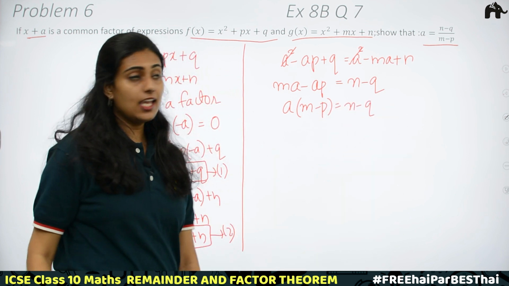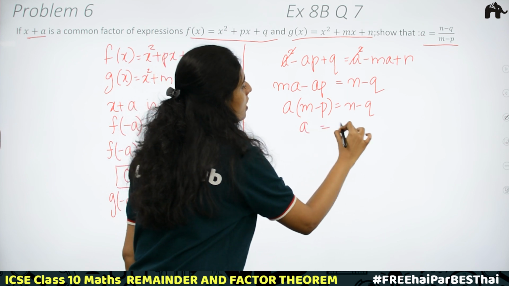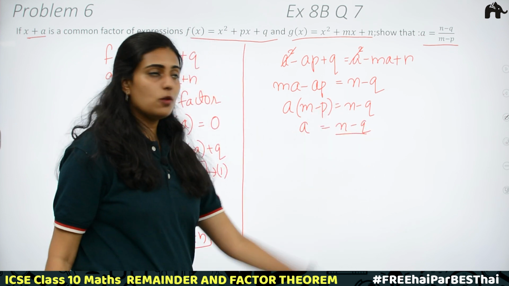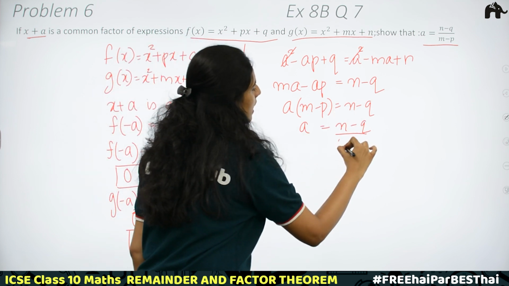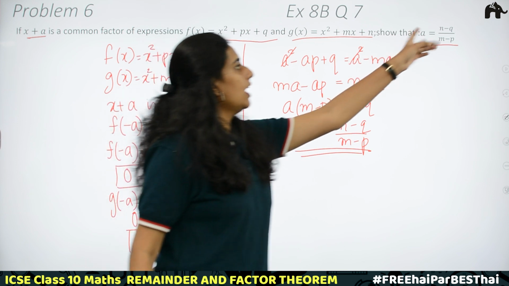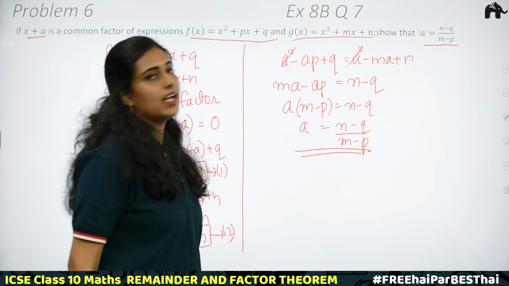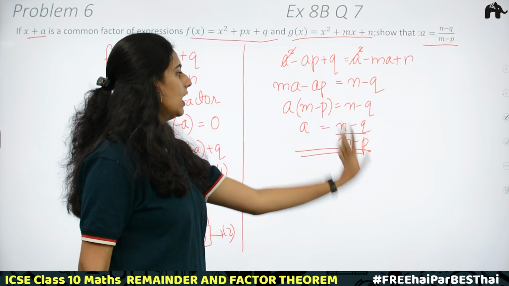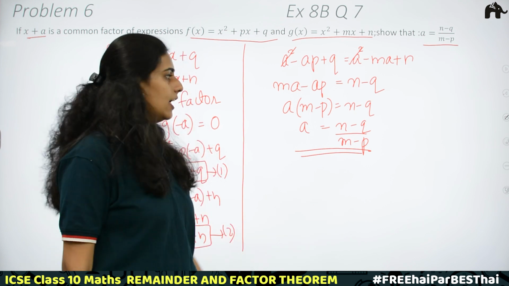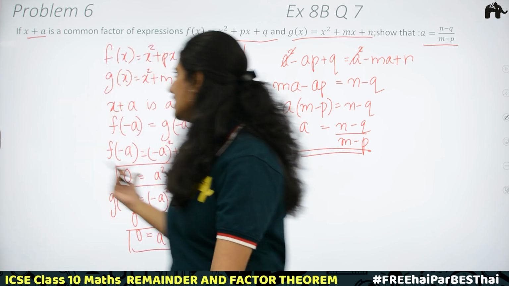A is common. A into m minus p is equal to n minus q. Then A will be equal to n minus q divided by, here it is multiplication, to opposite side becomes division, m minus p. This is what we need to get. Show that A is equal to n minus q divided by m minus p. We got A is equal to n minus q divided by m minus p. Clear? This is a very simple question.